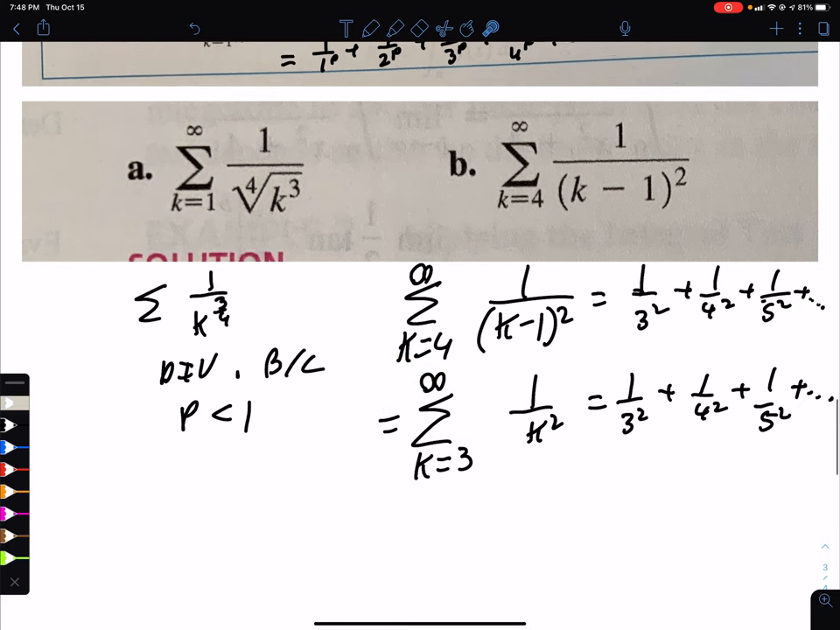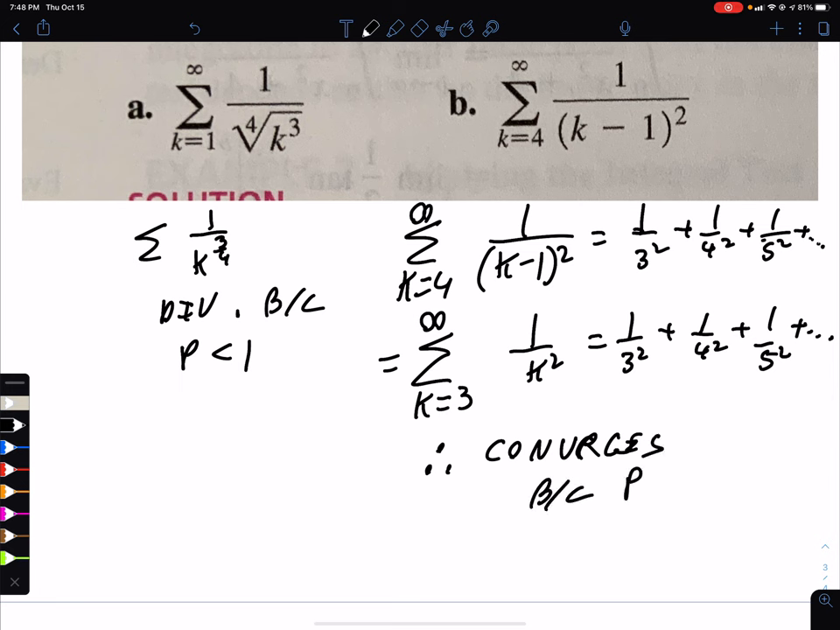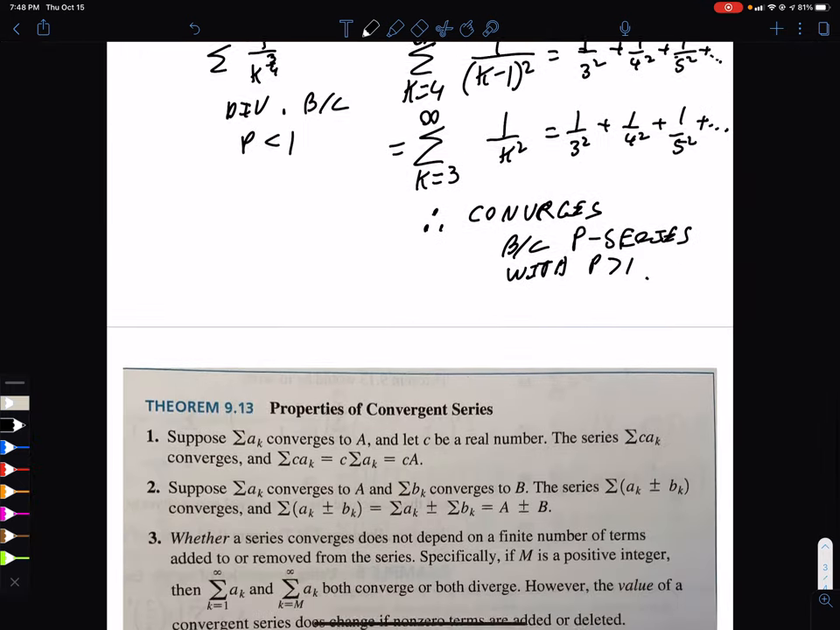If you didn't follow that, you should rewind the video and process through that and make sure you get that. These are equivalent. Therefore, this series converges. Why? Because it's a p series with p greater than 1. So that's your lesson on p series.